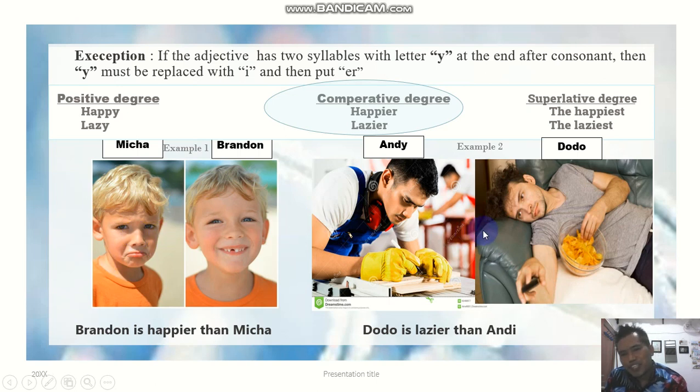Okay, let's move to another picture between Andy and Dodo. Here, Andy is working hard while Dodo is just lying down on the sofa, having snacks and also watching TV. So this is the way we put it in a sentence. Dodo is lazier than Andy. Okay, got it, student? Okay, next.